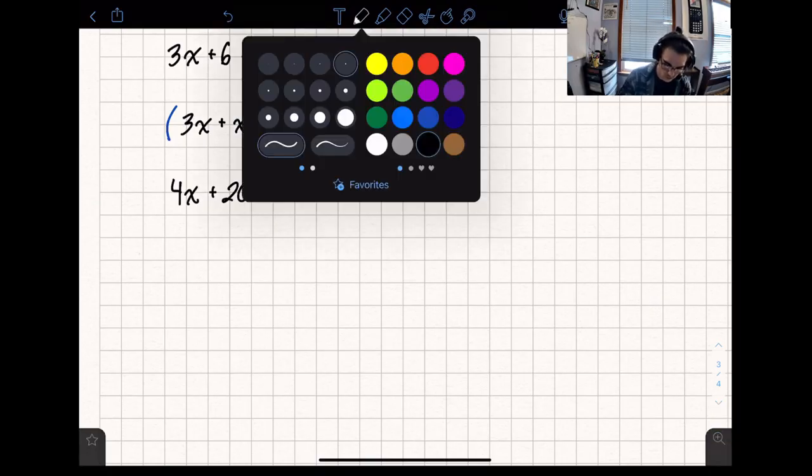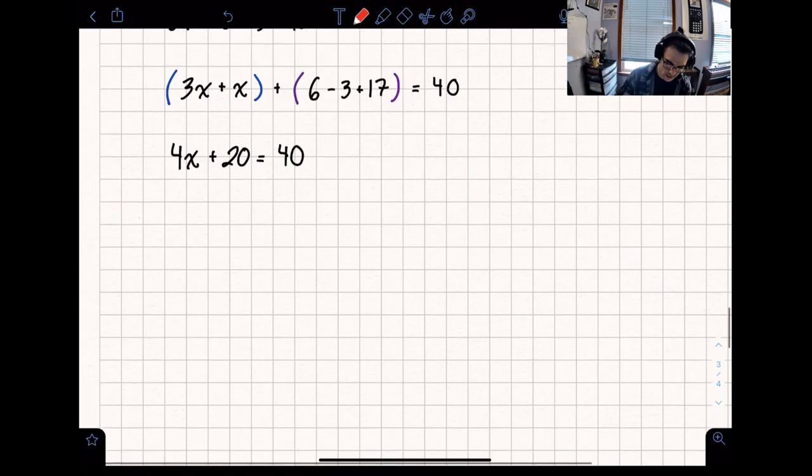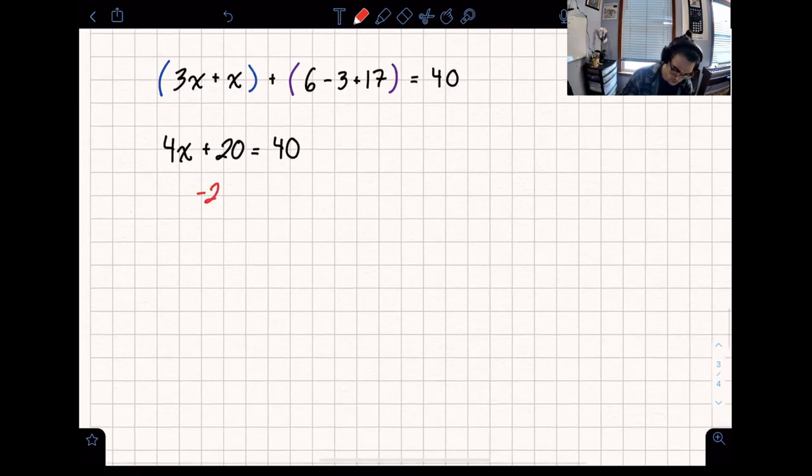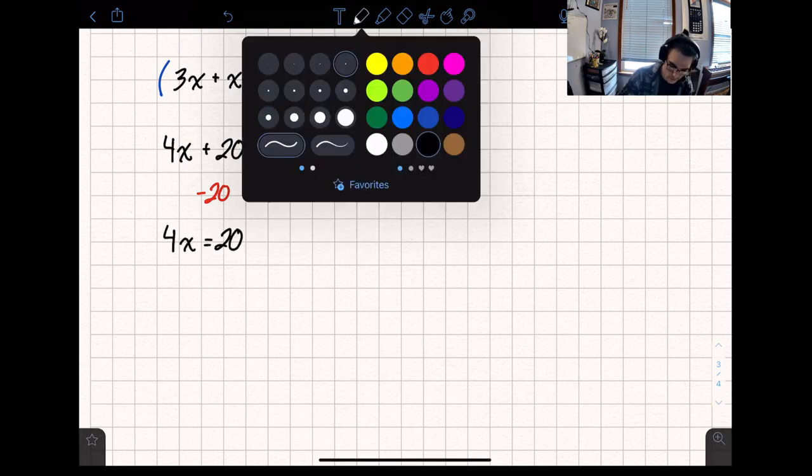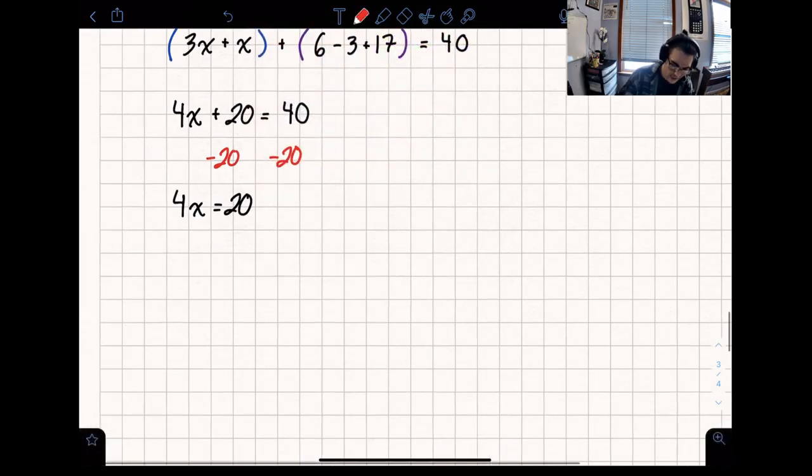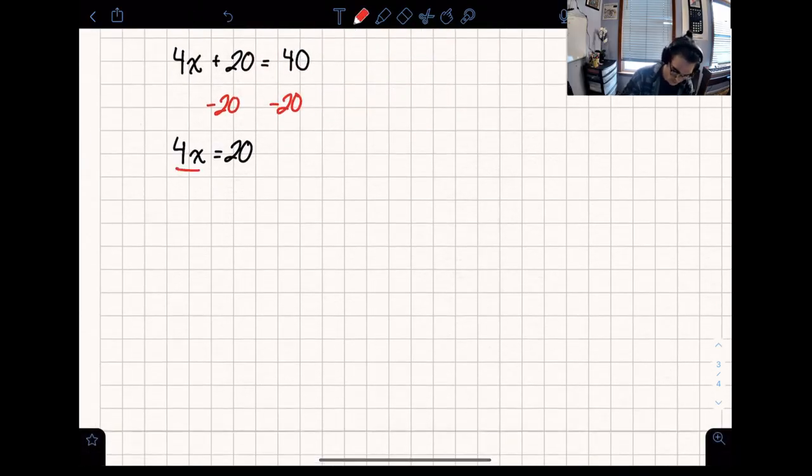Now we want to get rid of the constant term. So we're going to minus the 20 on both sides. 4x equals 20. And now to get rid of the 4 that is multiplying the x, we will divide both sides by 4. And we get our final solution, x equals 5.